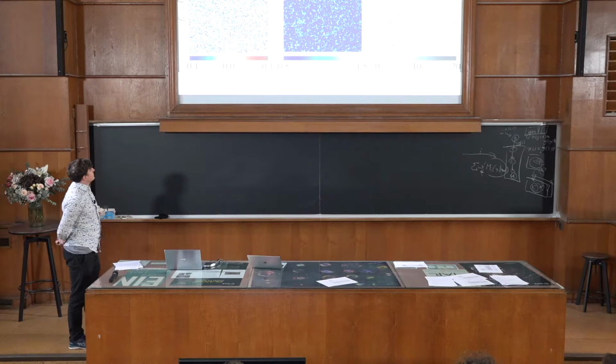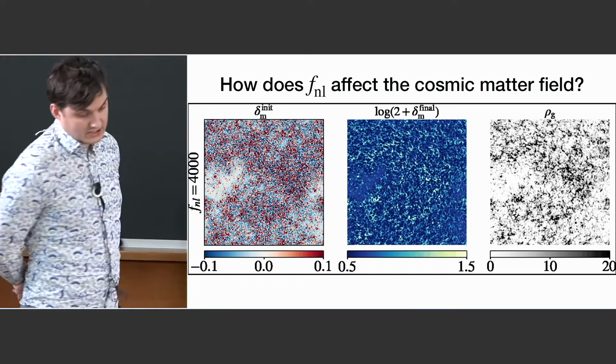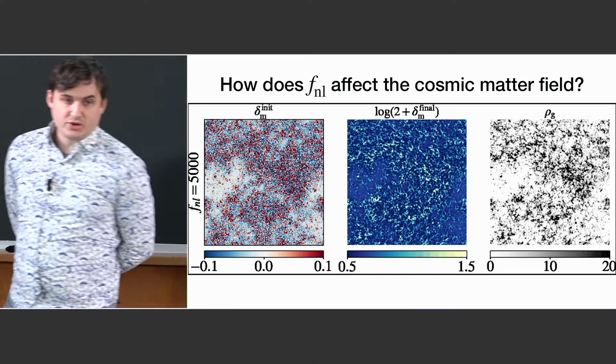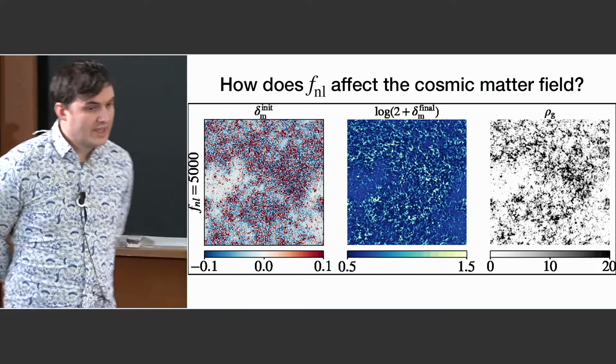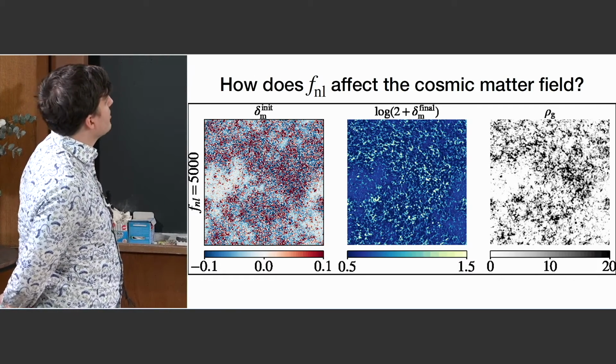So these three slices, we can see how they evolve as we crank up FNL into very large values. Note that these are, of course, quite far off from the current constraints, but they're to show illustratively how the cosmic fields are affected.